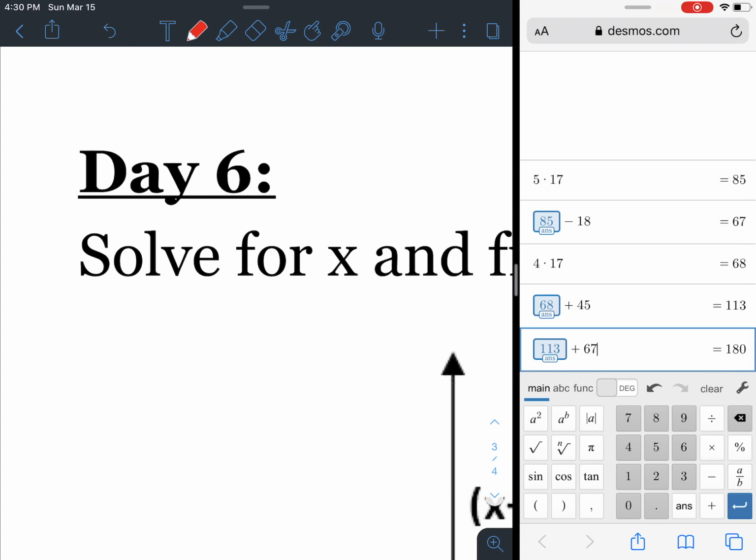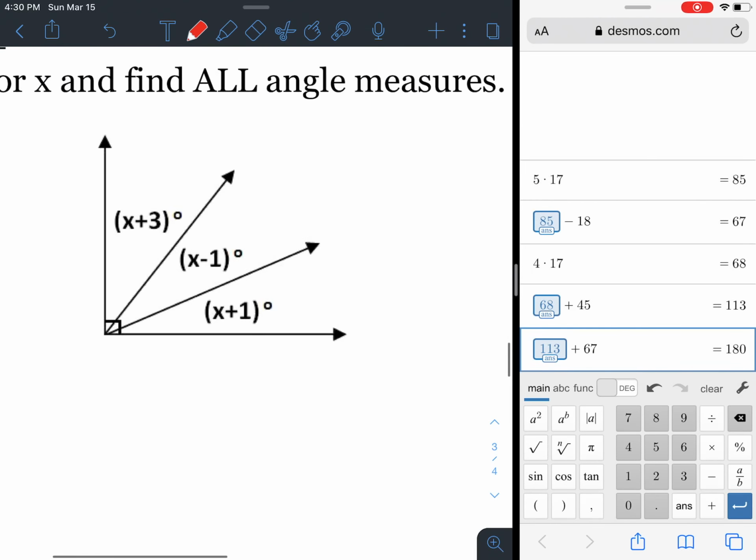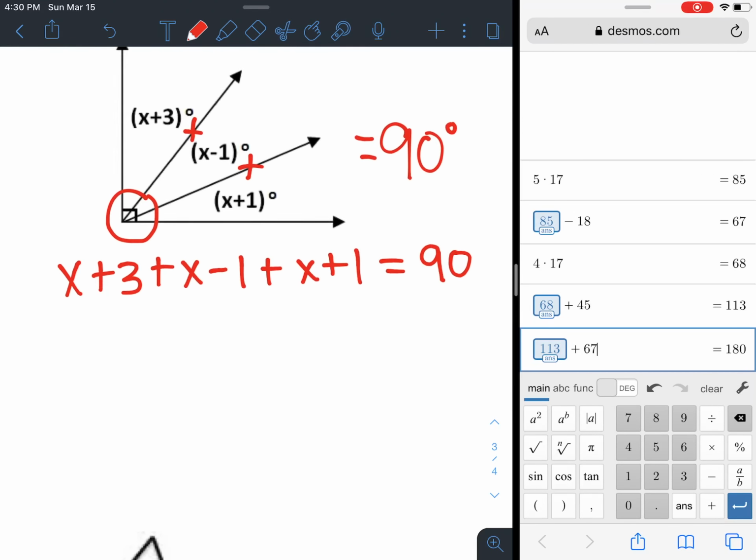Day 6. Either pause and come back or continue. Day 6, number 1. These three angles equal 90 because of that 90 degrees. That makes them complementary angles. Again, that means these added together. So x plus 3 plus x minus 1 plus x plus 1 equals 90.